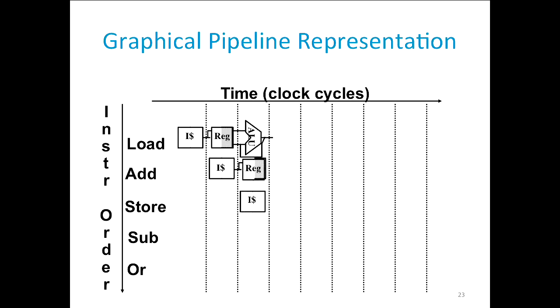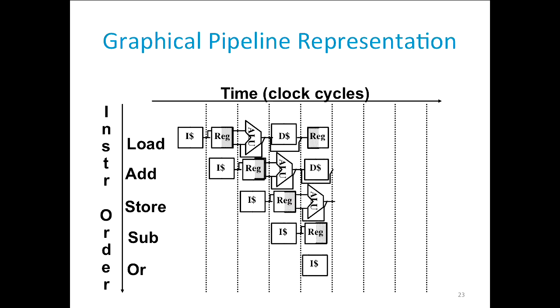Move to the third cycle. This guy's now in execute. You're now reading registers here. And now this guy is fetching. This guy incremented the PC another 4 to get to the store instruction. And so on. And so 5 cycles later, we have 5 different instructions in 5 different stages of the pipeline. So that's a big speedup.